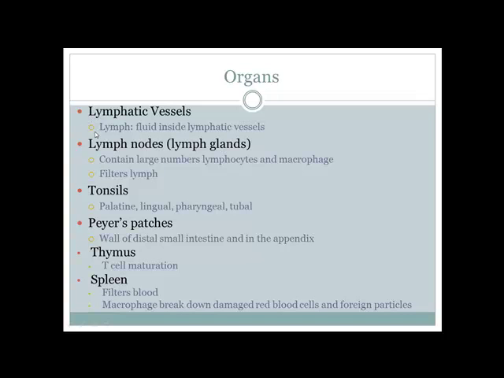Okay, so our lymph vessels will have lymphatic fluid in them. Lymph nodes are going to filter the lymph. They'll have lots of lymphocytes and macrophages in them. Our tonsils: we have palatine, lingual, pharyngeal, and tubal tonsils. You get Peyer's patches. Here, I'll show you this.